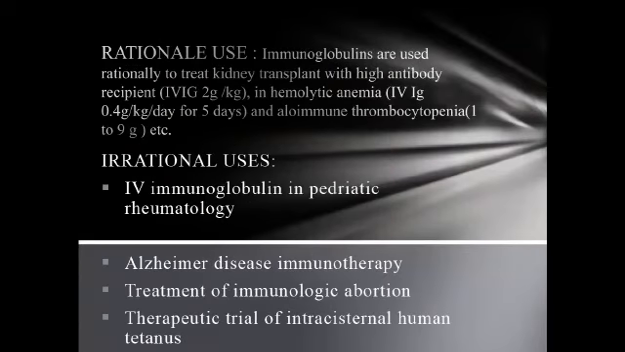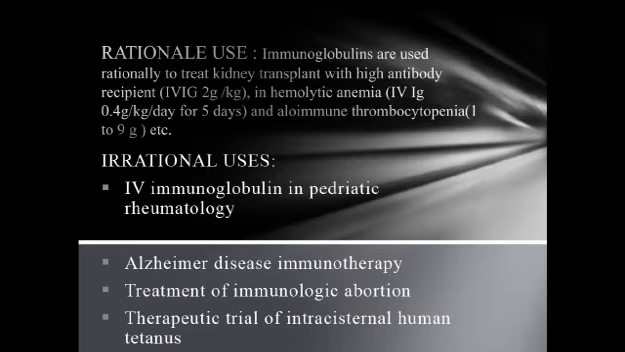Rational use. Immunoglobulins are used rationally to treat kidney transplant with high antibody recipient, IVIG 2 gram per kilogram dose. Second one, hemolytic anemia, IVIG 0.4 gram per kilogram per day for 5 days. And in alloimmune thrombocytopenia, 1 to 9 gram, etc.